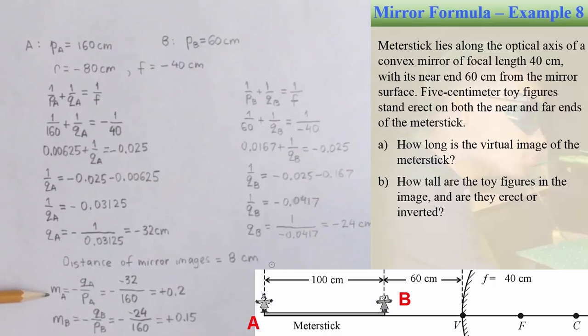So the mirror image of the first toy figure A is going to be equal to 20% of the original, while the second toy is going to produce the mirror image that is going to be 15% of the size of the original.